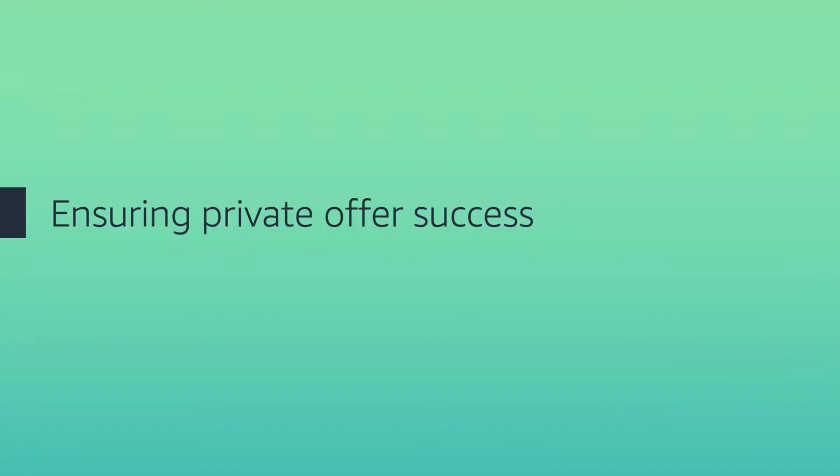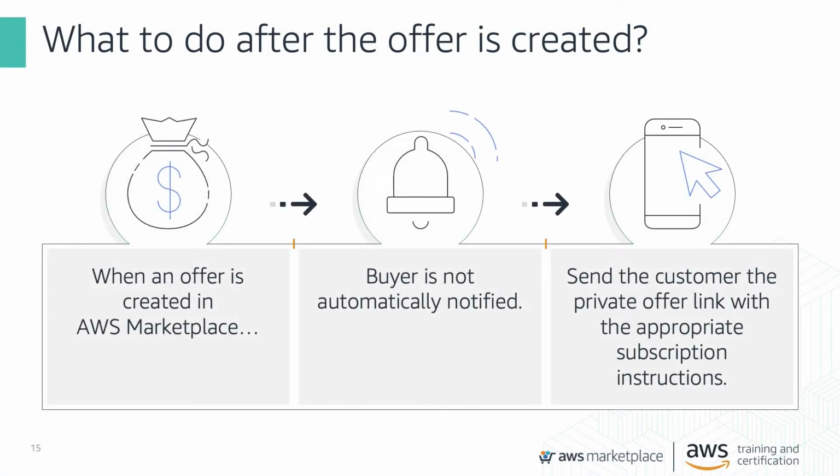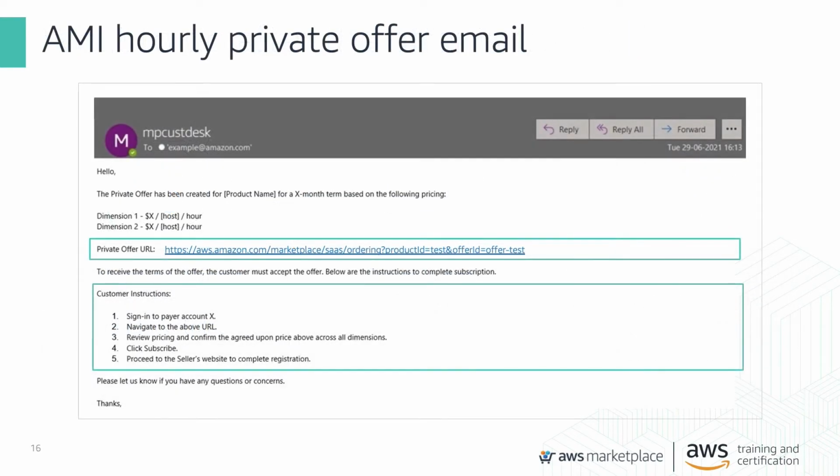Now let's talk about how to ensure private offer success. When an offer is created on AWS, the buyer is not automatically notified. It is important to send the customer the private offer link with the appropriate subscription instructions. Here is an example of an email template that can be used to send the customer a private offer link for AMI hourly private offers. You can find the email template in the checklist that accompanies this presentation.